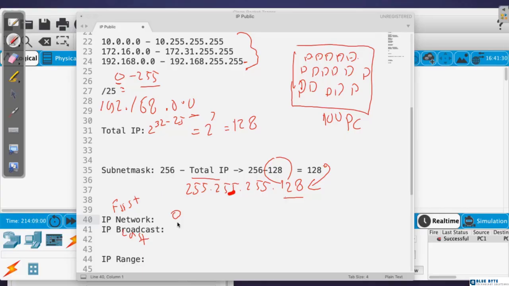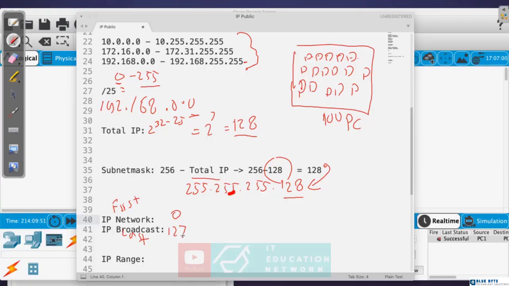Remember that broadcast IP is the last IP address in the network. To calculate the broadcast IP, we need to pay attention to total IP. In this case, the total IP is 128. So the question is, 0 to what until the total is 128? The answer is 127. Because 0 until 127, the total is 128.